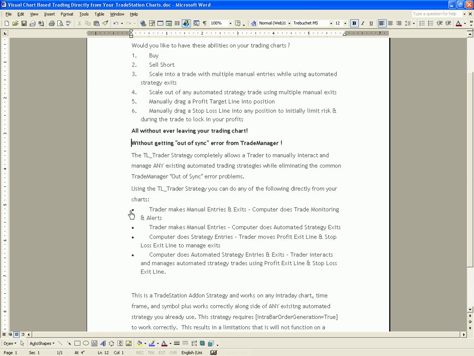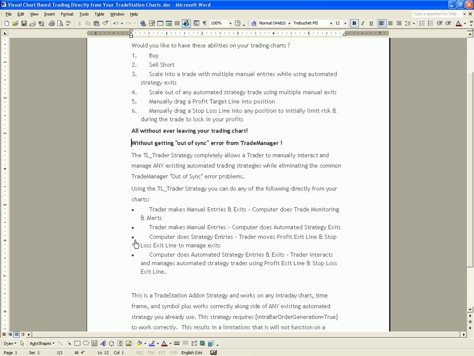The trader can make the manual entries and exits and then have the computer do specific trade monitoring and alerts. Or the trader makes the manual entries and the computer takes care of the automated exit side. Or the computer does the entries and the trader moves the profit exit line and stop exit line to manage the strategies. Or the computer does both the automated entries and exits and the trader interacts and manages the automated strategy using the profit exit line and the stop exit line.